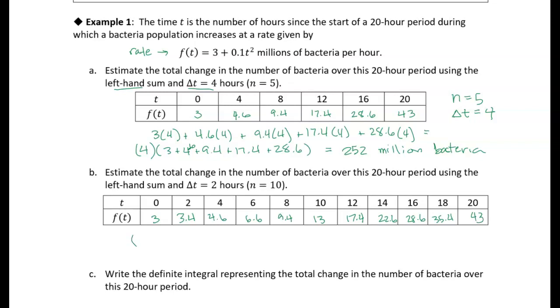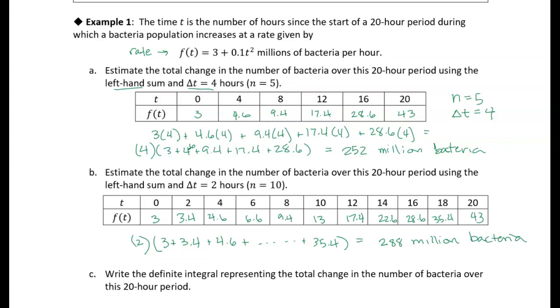We really just asked to do the same thing, only now our delta t is 2, and then we just want to add up all of these data values. I'm not even going to write the whole thing, but for the left-hand sum, we got to stop at 35.4. And if I calculate that, I get 288 million bacteria.